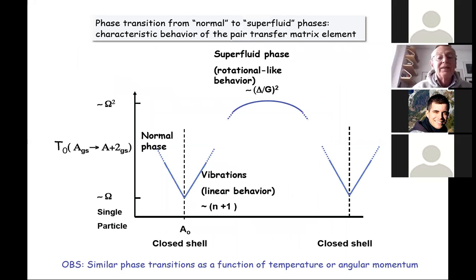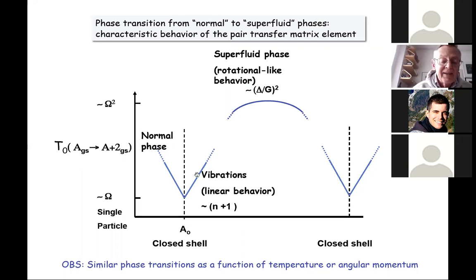So in the pairing degrees of freedom, by looking at the ground-to-ground matrix element, so this is from the ground state to A+2, you can have a round closed shell.